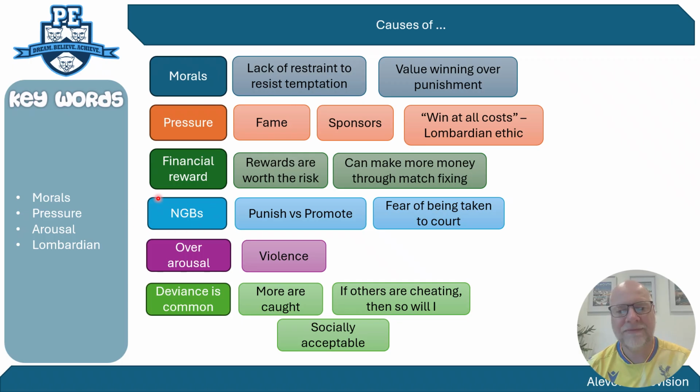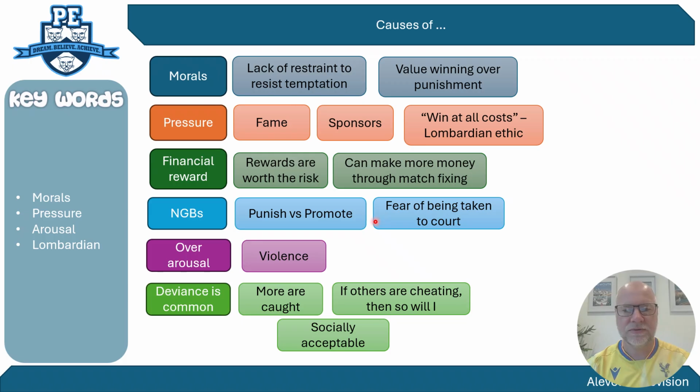National governing bodies have an influence on the causes of cheaters. They have to decide whether they want to punish a player or promote a player, and it's a grey area really, because are they going to put a positive light on their sport and promote an individual, or are they going to try to punish that individual? So there's a debate to be had, and some national governing bodies may turn a blind eye to certain acts of deviance, and therefore that encourages others to be deviant.